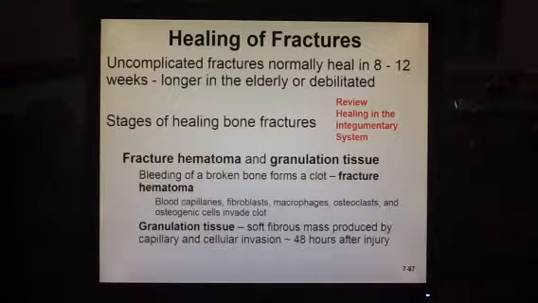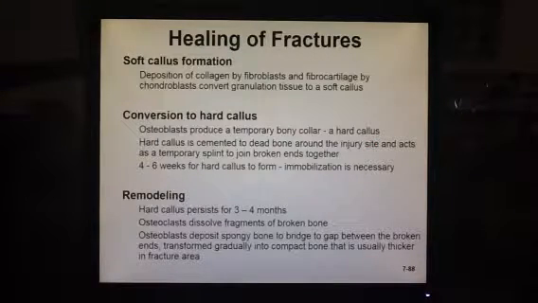So the first is the fracture hematoma. The bleeding of a broken bone is going to form a clot first. That's all through the same process of a normal blood clot. And then the second part of that is granulation tissue. This is a soft, fibrous mass, and that occurs 48 hours after injury. After that, the soft callus forms. It is where collagen is deposited by fibroblasts.